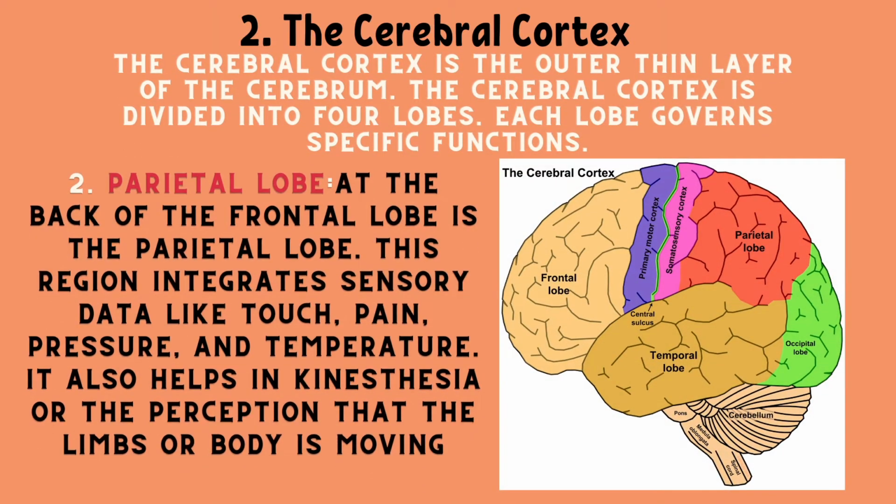The second lobe is called the parietal lobe. At the back of the frontal lobe is the parietal lobe. This region integrates sensory data like touch, pain, pressure, and temperature. It also helps in kinesthesia, or the perception that the limbs or the body is moving. As seen in the diagram, the parietal lobe has the color of red-orange.